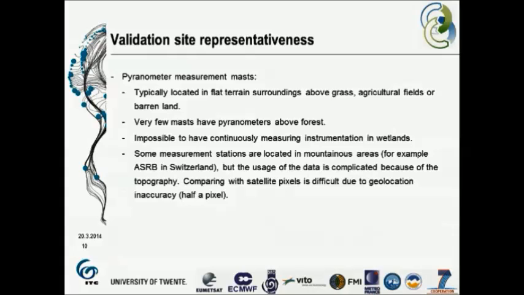construction. And some measurement stations are located in mountainous areas, for example this ESRP in Switzerland, and the in situ data probably can be corrected very well because the mountains don't move. But unfortunately, the satellite pixels are not always located exactly in the same place, for the polar satellites at least. So using this kind of in situ data together with satellites is challenging.